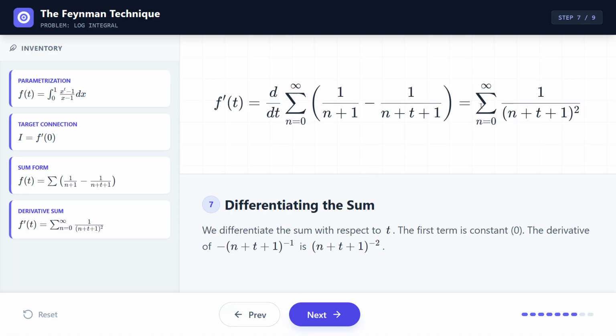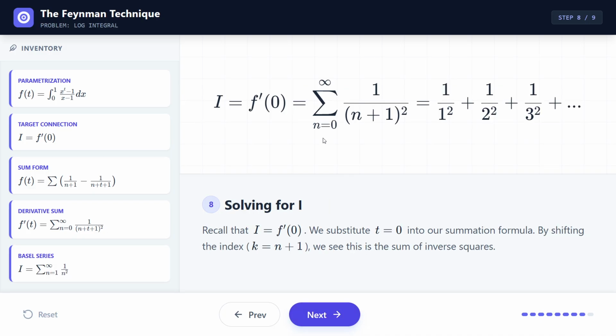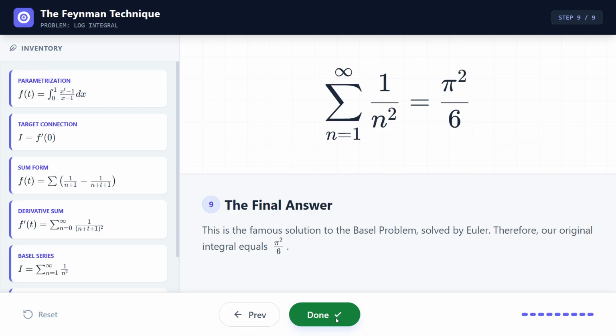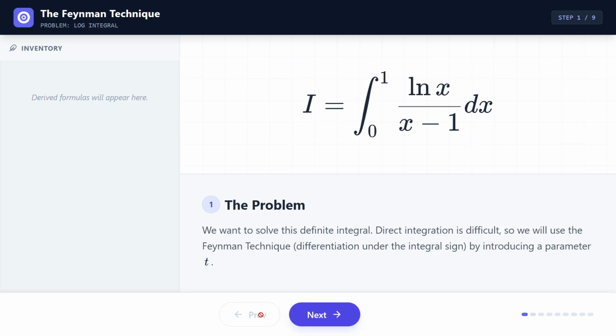See, if we take our f prime of t and evaluate it when t is equal to 0, we get the sum of the reciprocals of the squares. And in our last video, we showed that that was equal to pi squared over 6. So that is the answer. This integral is equal to pi squared over 6.